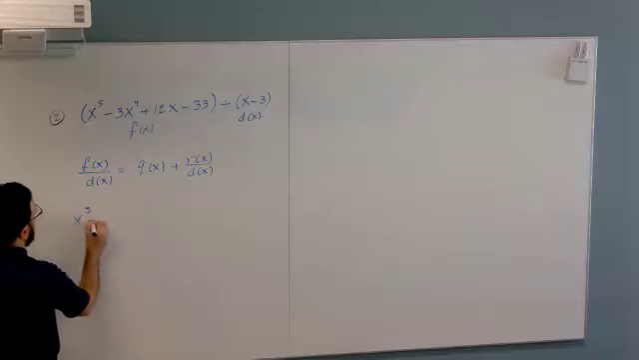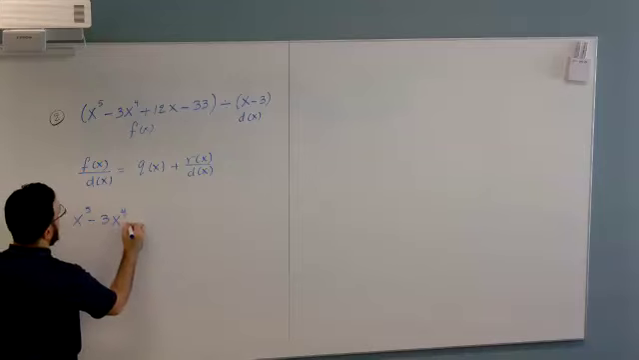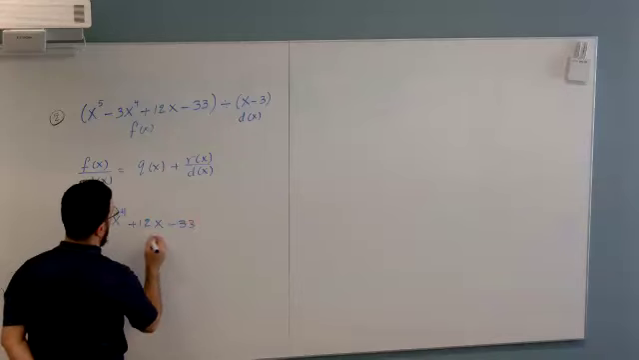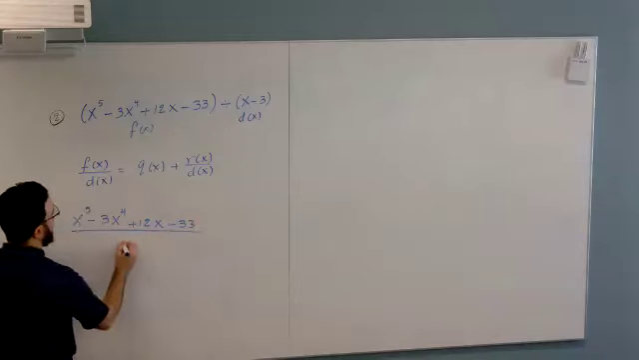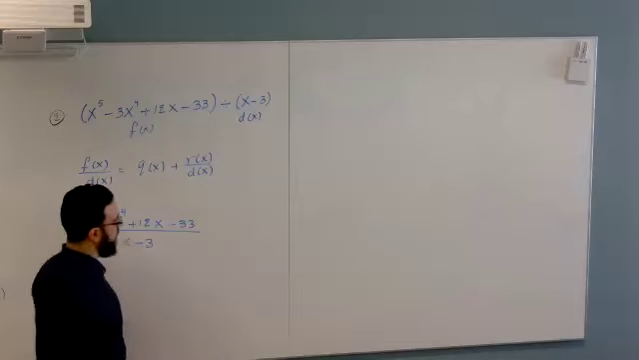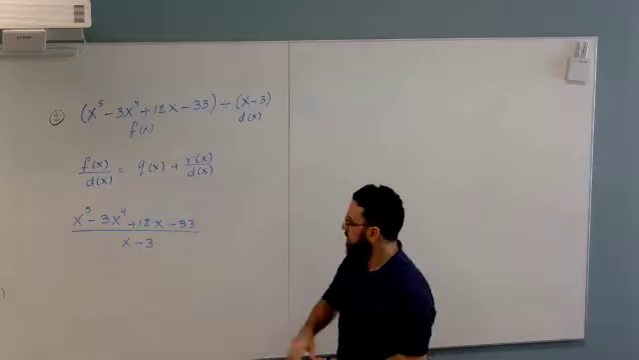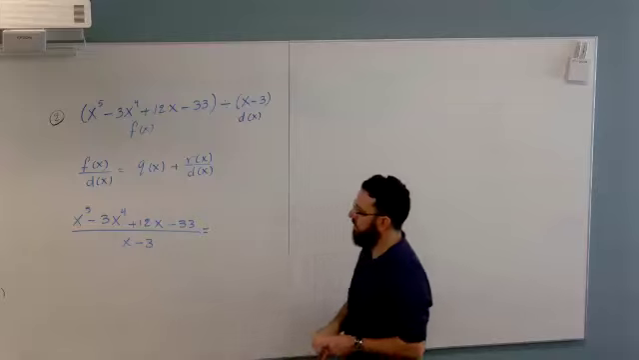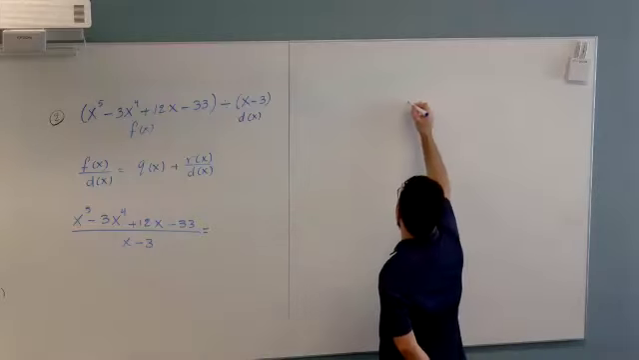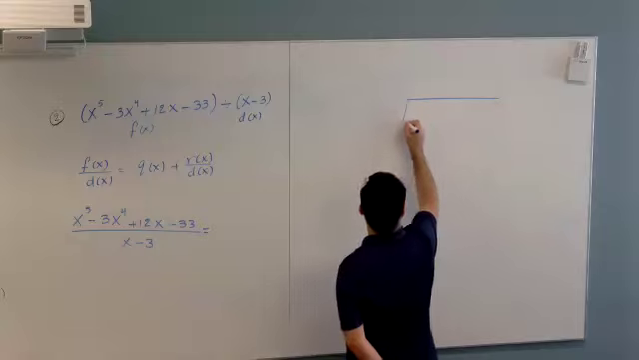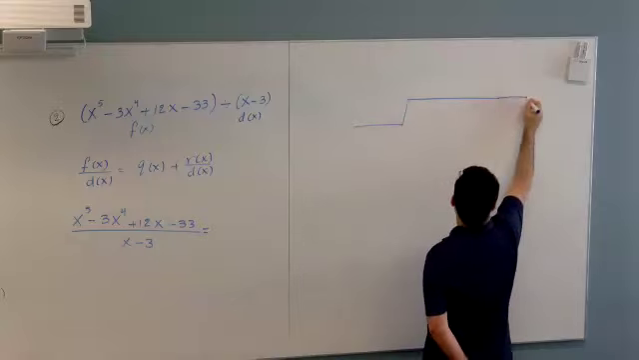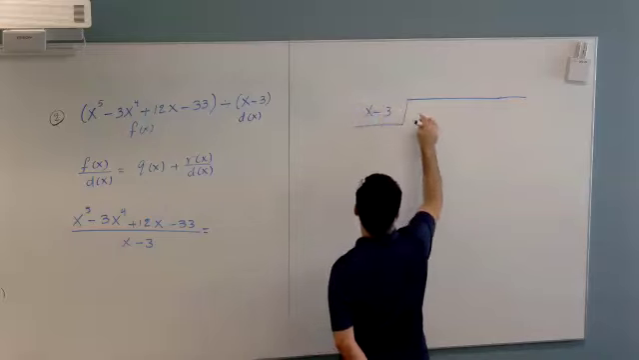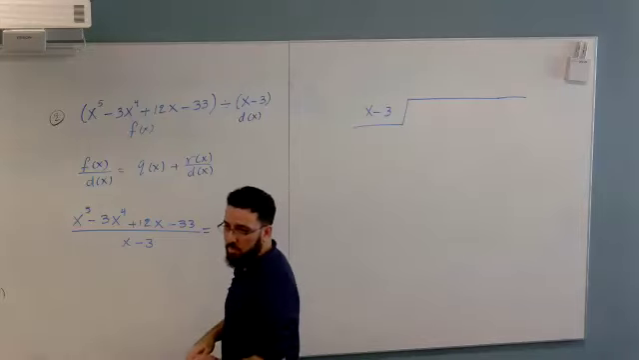That means the long division is going to be x to the power 5 minus 3x to the power 4 plus 12x minus 33, and everything is going to be divided by x minus 3. So f of x divided by d of x, the result is going to be here. Now let's do the long division. On this side, I'm going to put x minus 3.